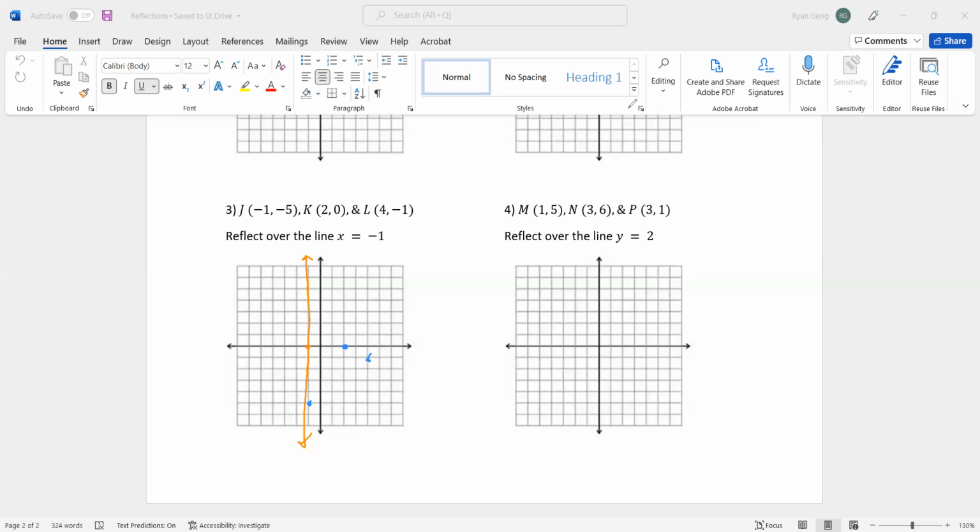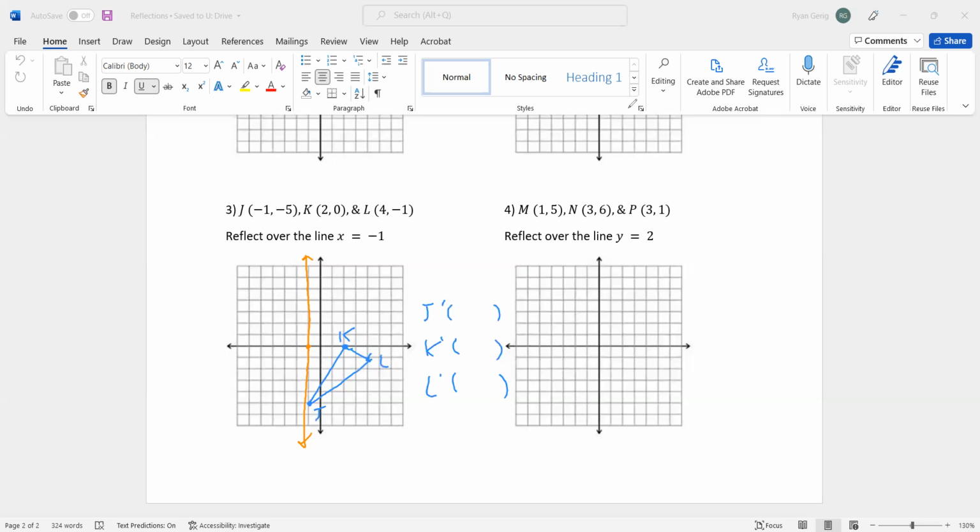What I see some people do is they set the orange line as the origin and go 2 from there. It's not that. You're still plotting points like you're used to. So this is J, K, L. And I'm looking for J prime, K prime, and L prime.